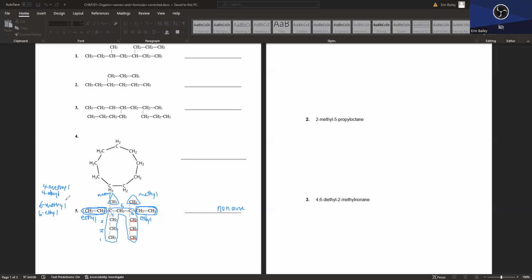We start in alphabetical order, because they want it to be in alphabetical order and the smallest numbers that it could possibly be, for consistency. So we're going to start with ethyl here. I'm probably going to bring it up here, 4, 6. There's 2 ethyls. And what do we know whenever there's 2 ethyls? You got to put the prefix di. If there was 3 ethyls, it would be tri. 4 ethyls, it would be quadrethyl.